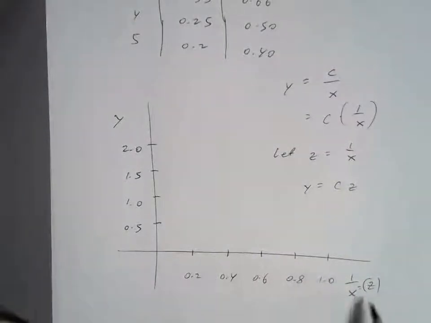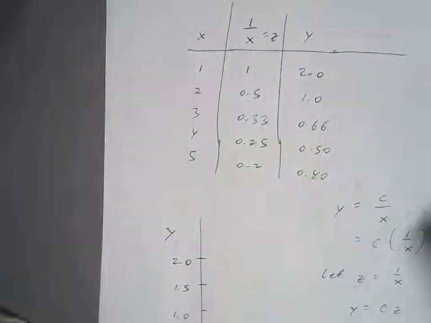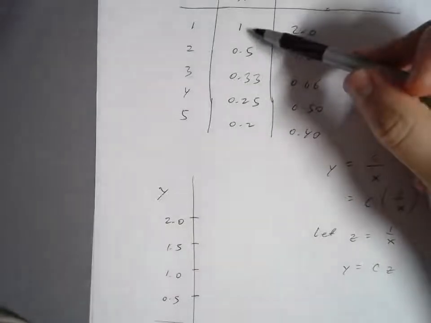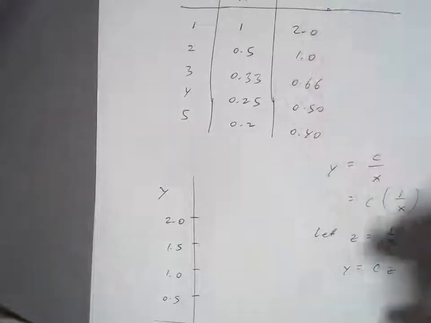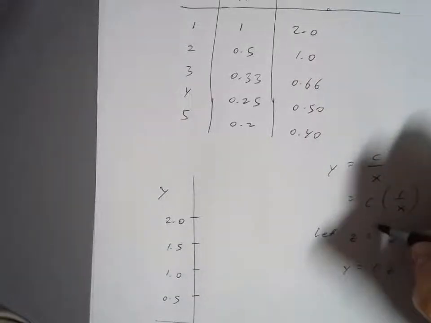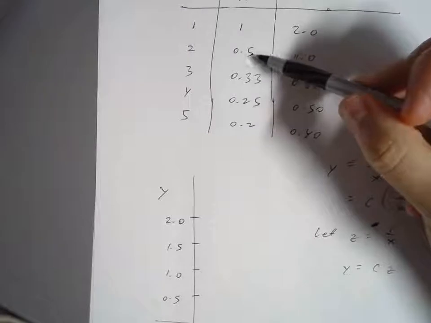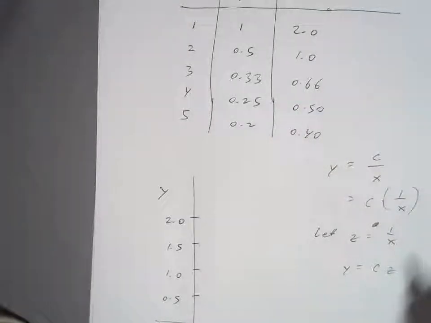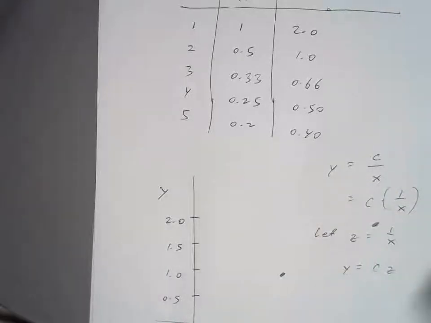Alright, so look at my new graph. On the x-axis, which is now my variable z is equal to 1 over x, I'm going to plot z. So when z is equal to 1, y is equal to 2.0. Alright, so I'll put that up here. Hopefully you can see my data dot. When z is equal to a half, y is equal to 1. So that's going to be about here on my graph.